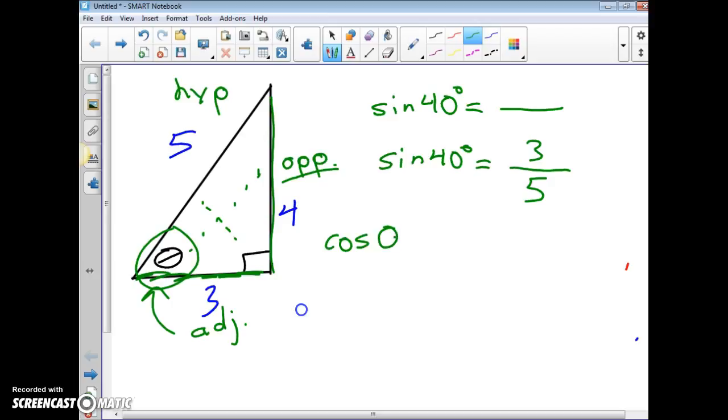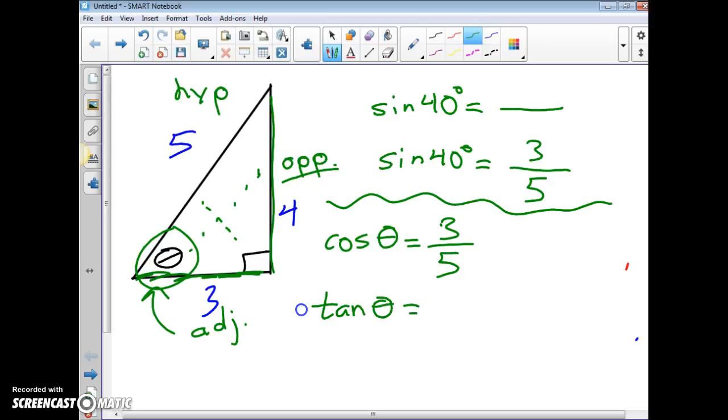I'm going to say cosine theta is equal to adjacent over hypotenuse, which is going to be 3 over 5. And again, these are the same because I switched the reference angle. Tangent of theta is opposite over adjacent, so it's going to be 4/3. This is just setting up, or what we call finding sine, cosine, and tangent.